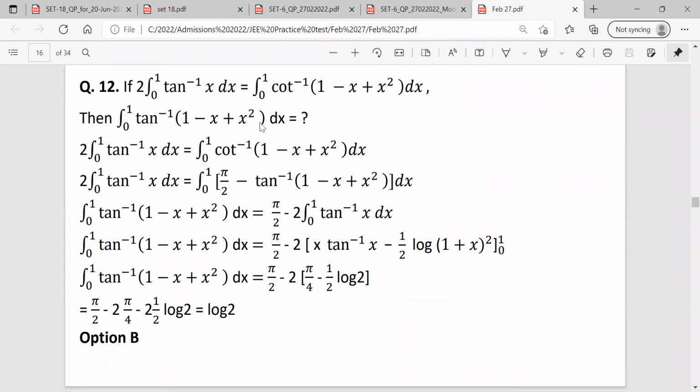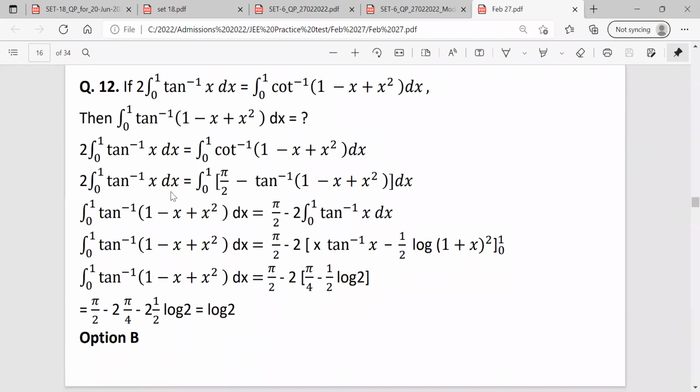How can we rewrite this in terms of tan inverse? Cot inverse is pi by 2 minus tan inverse. So 2 into the integral of 0 to 1 of tan inverse x dx equals the integral of 0 to 1 of (pi by 2 minus tan inverse of (1 minus x plus x square)) dx. The question is asking us to find this value, so we can rearrange this term. The integral of 0 to 1 of tan inverse of (1 minus x plus x square) dx equals pi by 2 minus 2 into the integral of 0 to 1 of tan inverse x dx.